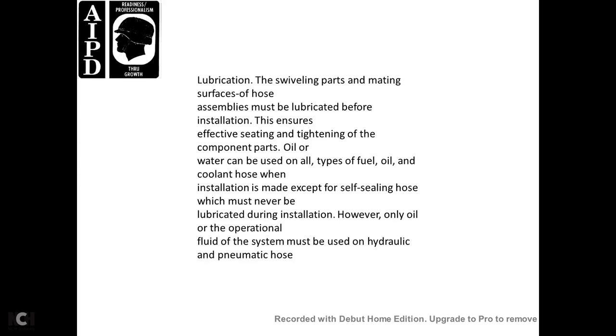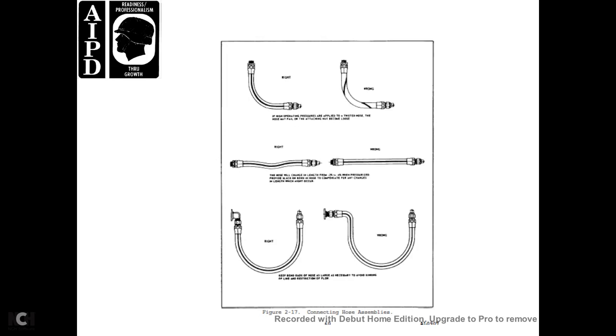Lubricating. The swivel parts mating with the surface of the hose assembly must be lubricated before installation. This ensures effective seating and tightening of the component parts. Oil or water can be used on all types of fuel, oil, and coolant hoses when installation is made, except for self-sealing hoses, which must never be lubricated during installation. Only the oil or other operational fluid of the system must be used on the hydraulic or pneumatic hose. Alright, figure 217 shows the connecting of hose lines, right and wrong.